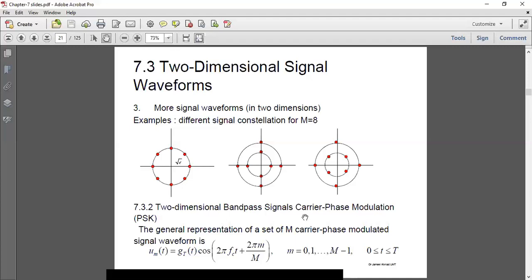Two-dimensional bandpass signals, carrier phase modulation, PSK. In this case, we multiply the baseband signal with the carrier, and the information is in the carrier phase. So we have different phases by taking 2 pi m over M. We can take multiples of 2 pi over M. m goes from 0 to M minus 1, and the duration of time is 0 to capital T.